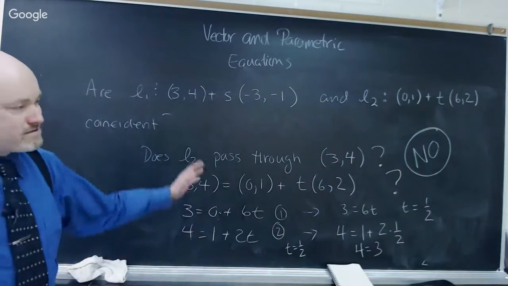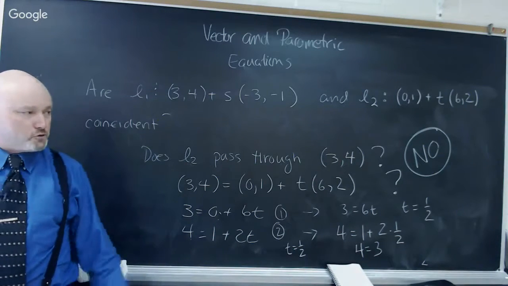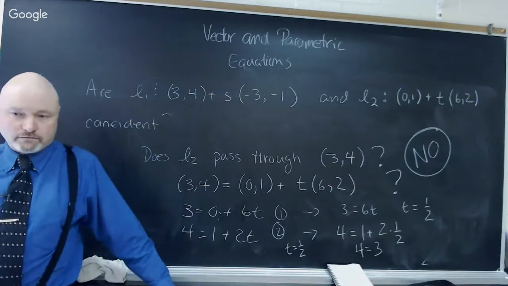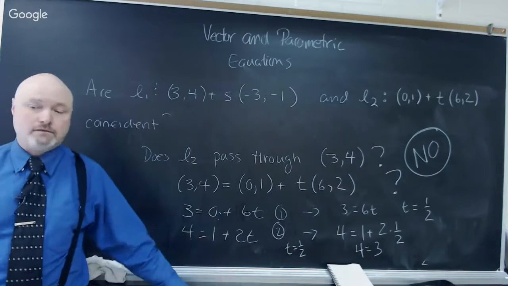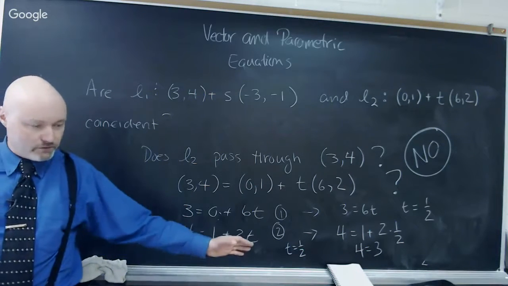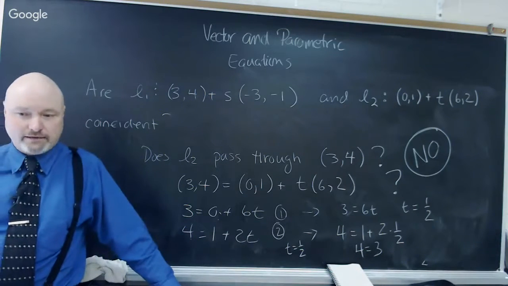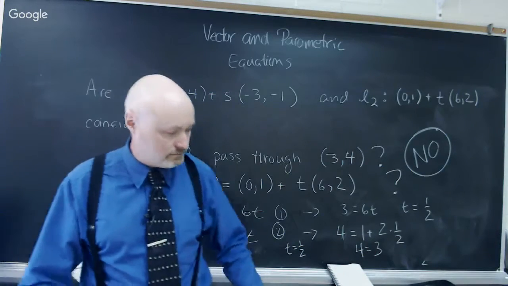Those lines are parallel, sure enough, but they do not both go through the same point. So they are not coincident. They are parallel, but they're not coincident. These lines will never meet, which is sad, unless you get out to the end of the universe and it's a little different than we thought. Exactly.